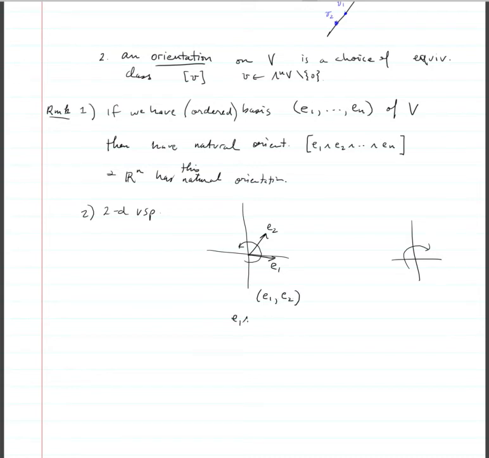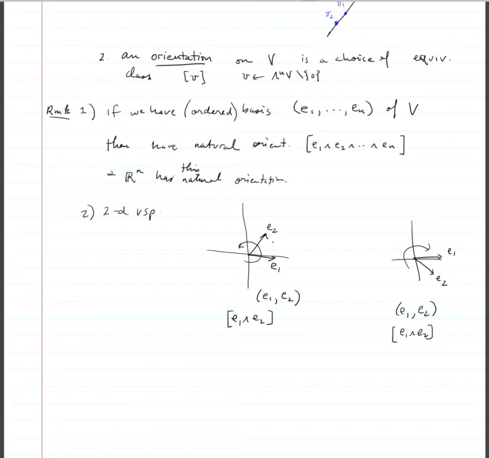So I would have E1 wedge E2, and then I'd have the equivalence class of that generator for the top exterior power. On the other hand, here, if I choose my same E1, the second vector will be, if I just rotate it a small amount, E2 like this. And then I'll use the same convention, and I'll get a different orientation.